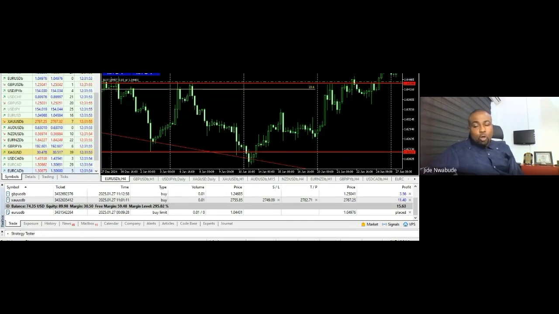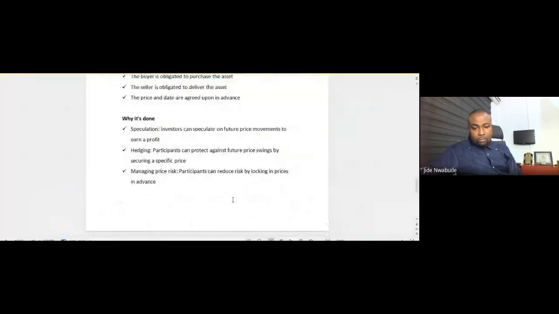If the price goes up, it closes me in profit. If it goes down, it closes me in negative. But I determine where the negative is going to close me. Does that make sense? Okay, if that makes sense, let's move on quickly. Great.